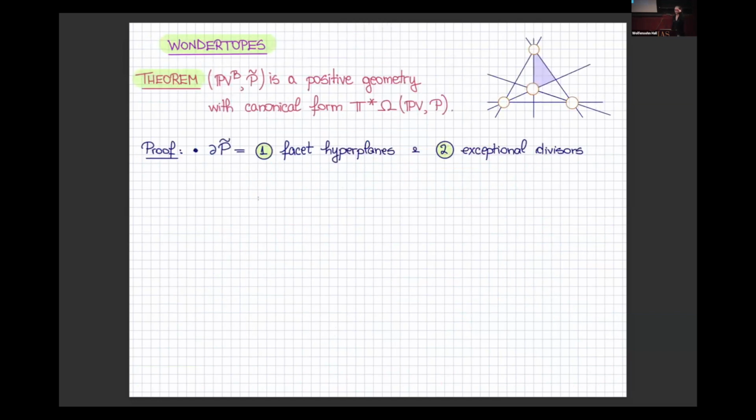So I'm going to try to give you some sense of how the proof goes. For this, we need to check that our candidate canonical form has the right residues along the boundary of the Wondertope. And the boundary of the Wondertope comes in 2 flavors. We could have facet hyperplanes of my original polytope, which remain boundary components under the iterated blowup I'm considering. And I could also introduce new boundary coming from the exceptional divisors. For example, here in my running example, 2 of the 4 exceptional divisors are in the boundary.